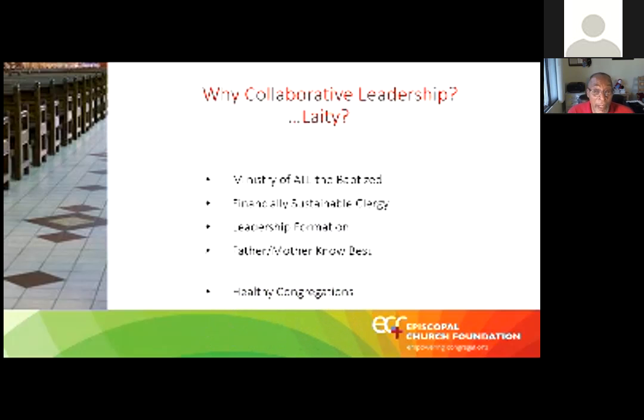The father knows best, or the mother knows best. The church has operated around this theory, if you will, for many, many years, where the clergy is the one that is responsible for visioning and mission and moving the congregation forward. Here we're asking that this is a shared work together. And only through our work together and having shared authority and accountability can we move ourselves to more healthier congregations.